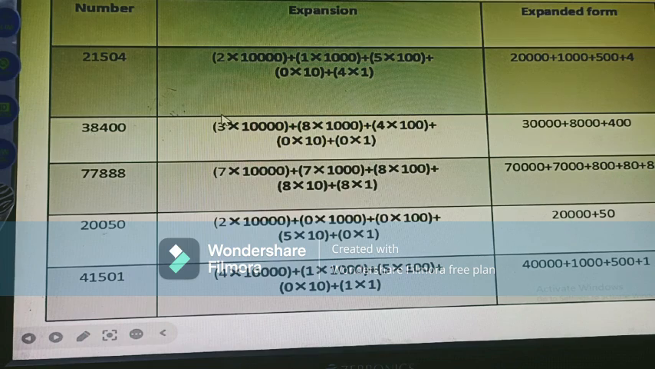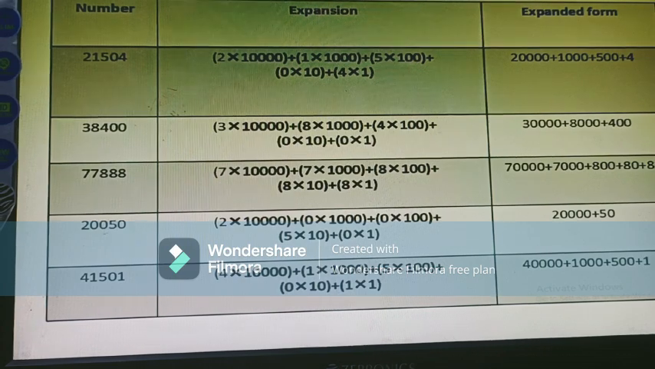3 into 10,000. 8 into 1,000. 4 into 100. 0 into tens place. 0 into ones place. Here 2 zeros are there. Don't confuse. First 0 is the ones place. Second 0 is the tens place. So remaining, without zeros you can write here 30,000 plus 8,000 plus 400 only. The last two, 0 multiplied by 10 and 0 multiplied by 1, are both 0. Cannot write here. Okay. Next one, third question.